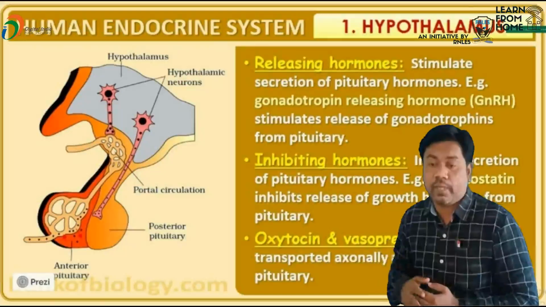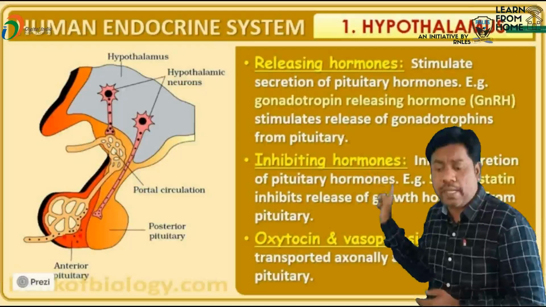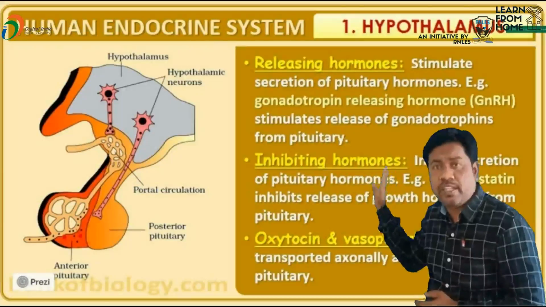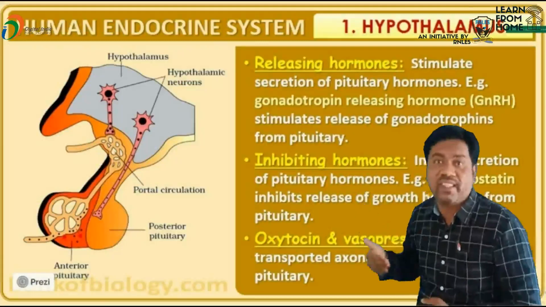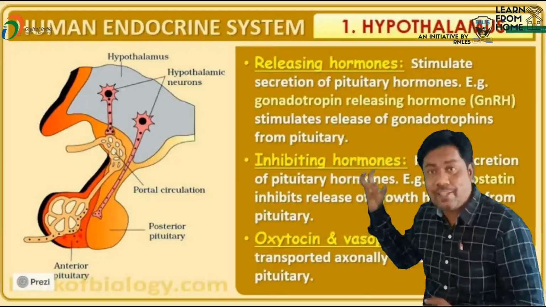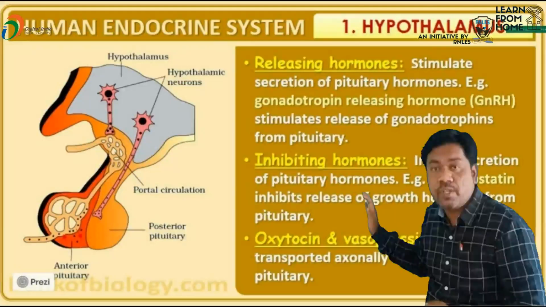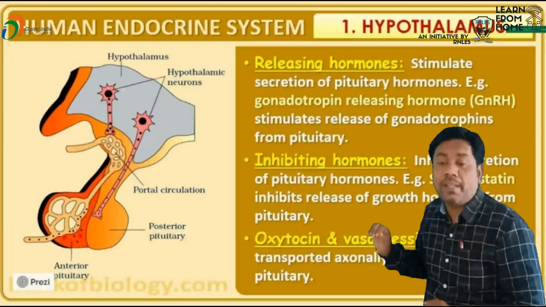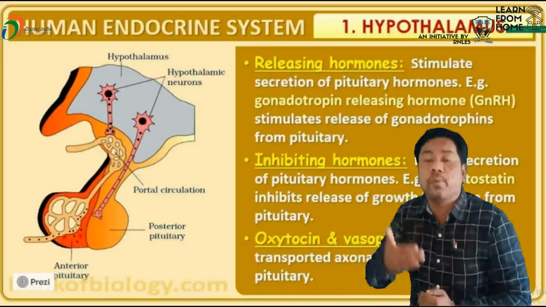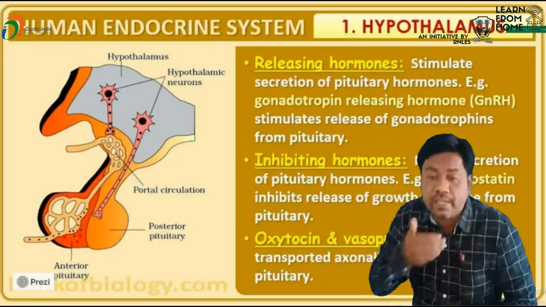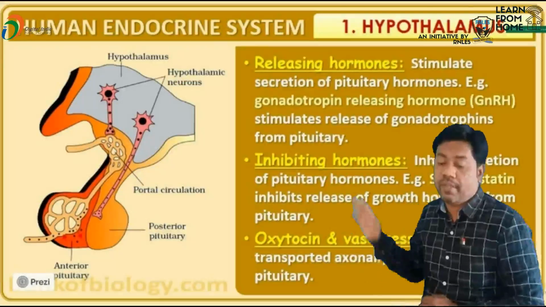Hypophyseal tract. Okay, so this is very important. This oxytocin and vasopressin, it is secreted in which region? In the hypothalamus region by the help of neurosecretory cells. Those chemical secretions are transported to the neurohypophysis or posterior pituitary gland by the help of one tract. That tract is known as the hypothalamo-hypophyseal tract. Okay, this is very important.